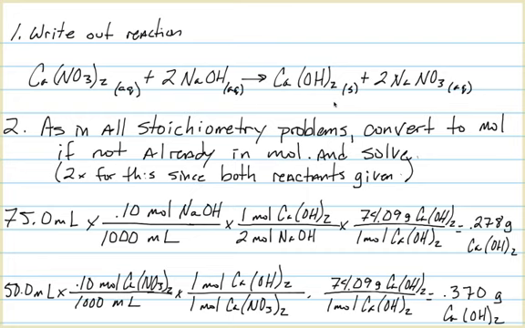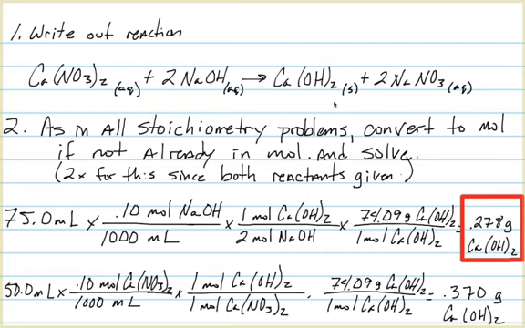We have our sodium hydroxide being the limiting reactant because it is producing the least amount of calcium hydroxide. The calcium nitrate then would be our excess reactant because although it can produce 0.370 grams, it's not, because we can only produce 0.278 grams from the sodium hydroxide.